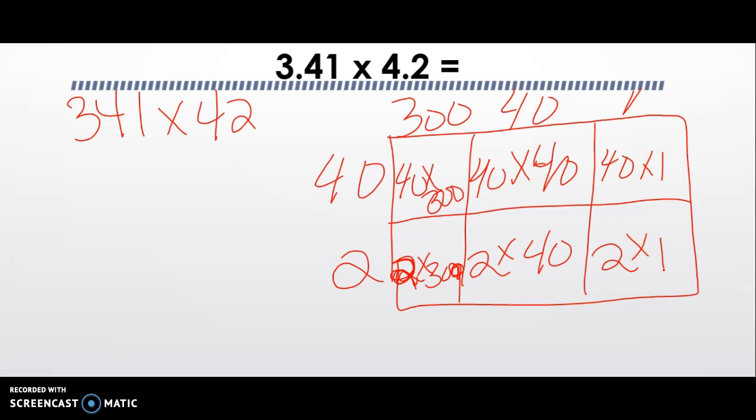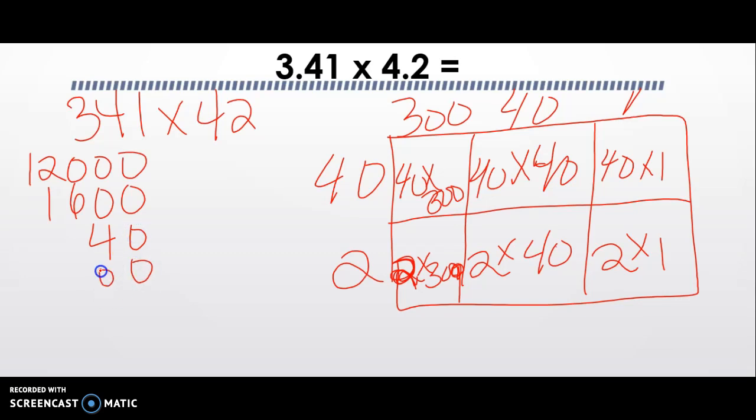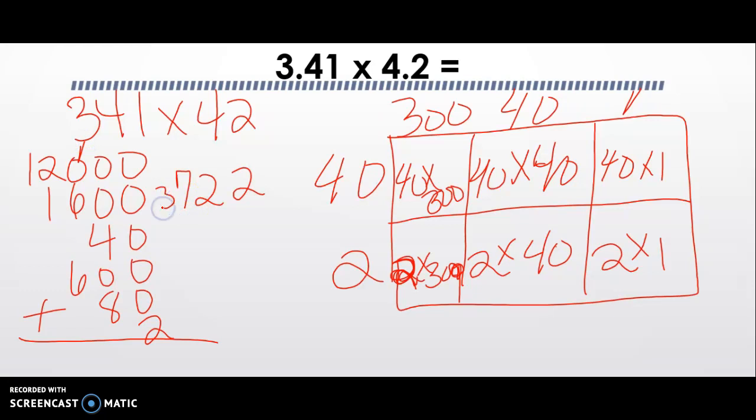First box, 4 times 3 is 12, and I have 3 zeros. Next box, 4 times 4 is 16 and 2 zeros. Next, I have 40. Next row, 3 times 2 is 6 and 2 zeros. Then I have 8 and 1 zero. And last, I have 2. Ready to add. And I write my answer up at the top. 2, 12 carry the 1, 7, 3, and 1.